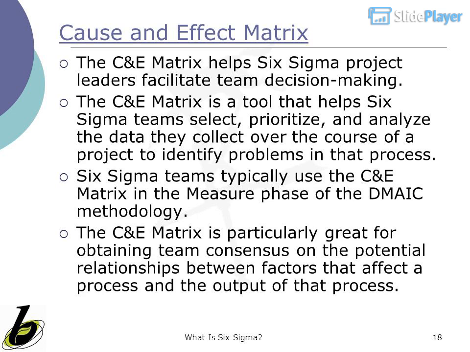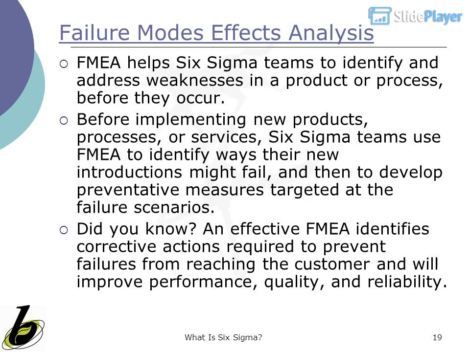What is Six Sigma? Failure modes effects analysis. FMEA helps Six Sigma teams to identify and address weaknesses in a product or process before they occur. Before implementing new products, processes, or services, Six Sigma teams use FMEA to identify ways their new introductions might fail, and then to develop preventative measures targeted at the failure scenarios.